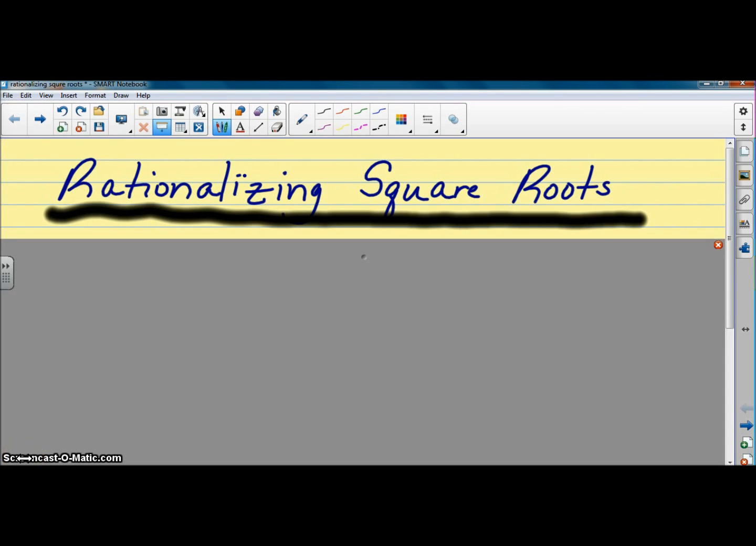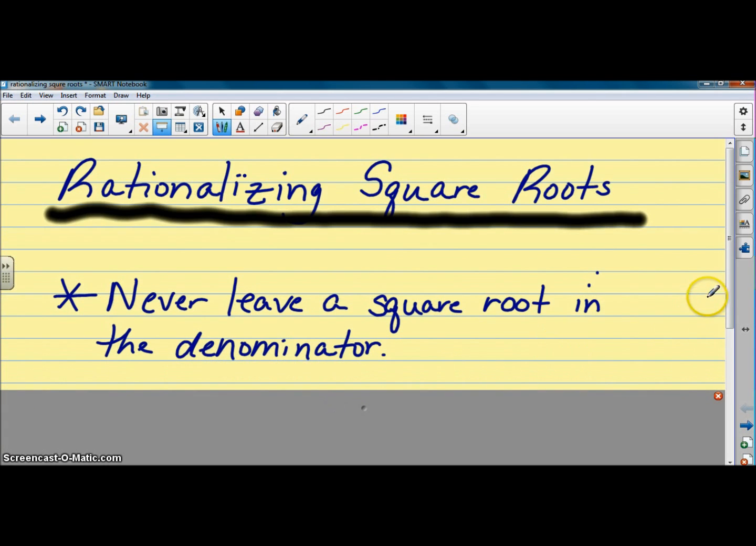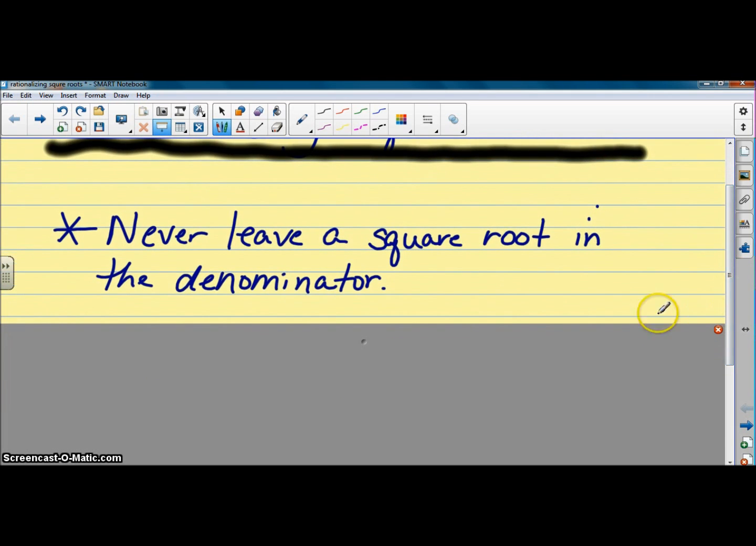This video covers rationalizing square roots. Most square roots are easy to simplify, but sometimes you get into a situation where you have a square root in the denominator of a fraction. When that happens, there's a general rule, and that is to never leave a square root in the denominator.